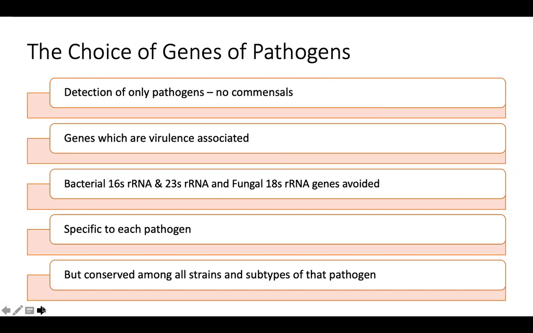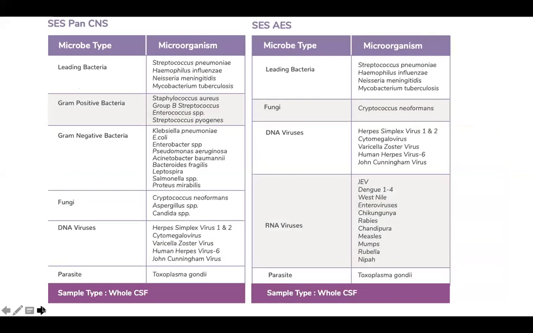Let's take Strep pneumoniae. We have tested our Strep pneumoniae primers against 13 different strains available in this country, which are seen frequently. Now, this is what we call our AES panel. I want you to focus where I am putting my arrow cursor. Here, this is acute encephalitic syndrome, AES. It contains Streptococcus, Haemophilus, Neisseria, Mycobacterium tuberculosis, Cryptococcus, HSV, CMV, VZV, HHV6, JC virus, and of course, it contains Japanese encephalitis, dengue 1, 2, 4, West Nile, enteroviruses, chikungunya, rabies, Chandipura, measles, mumps, rubella, Nipah, and Toxoplasma gondii.